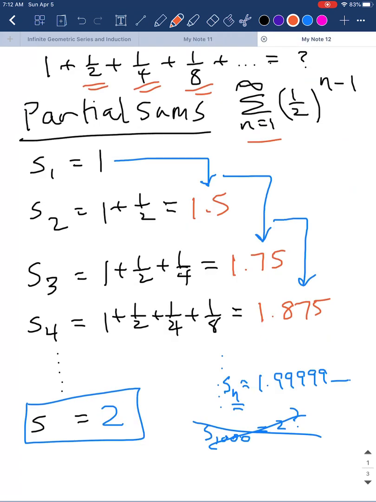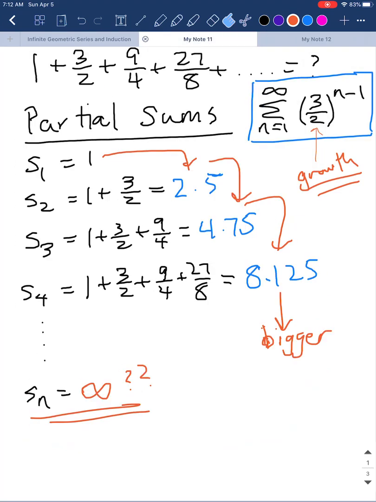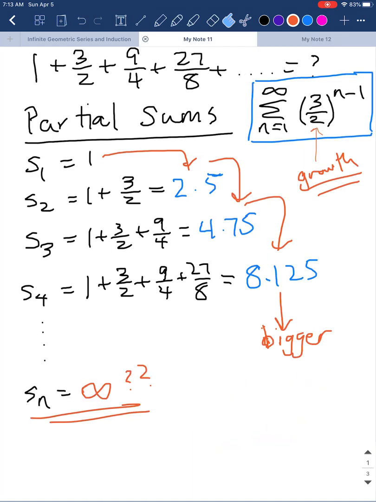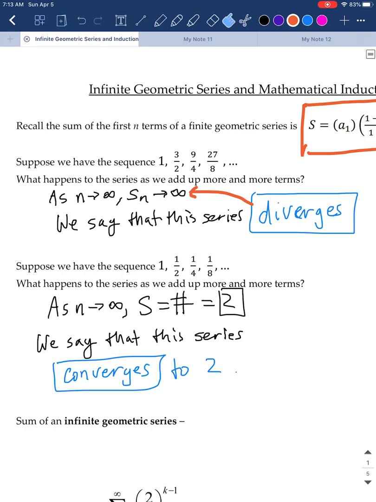If we look at the second series, this is exponential decay. And that's the key: if we have a decaying function, it's going to shrink to a specific value. And if we have a growth function, it's going to expand to infinity. Now, this is only going to be true for geometric series. We can have other series that seemingly decay but approach infinity. But for exponential, whether it's growth or decay, that is a direct correspondence to divergence and convergence.